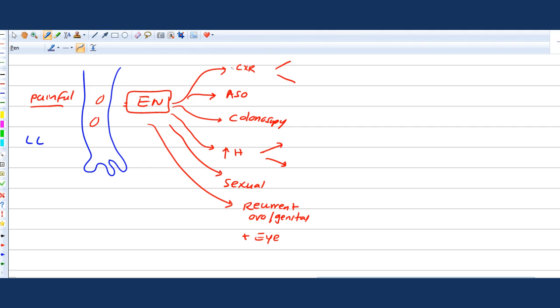Now, give me the answer for the first one. The chest X-ray diagnosis in erythema nodosum. What would it be? Very good. So that's easy. It will be sarcoid and TB. How about ASO titer?